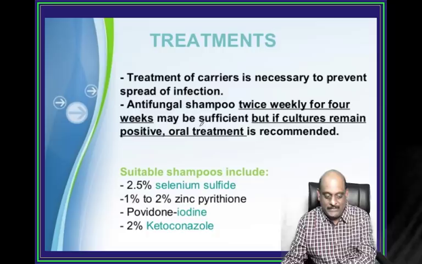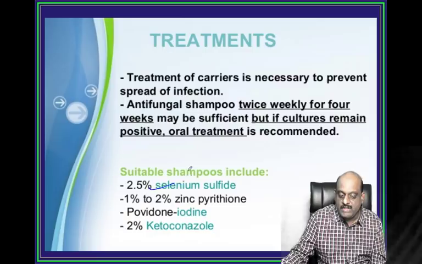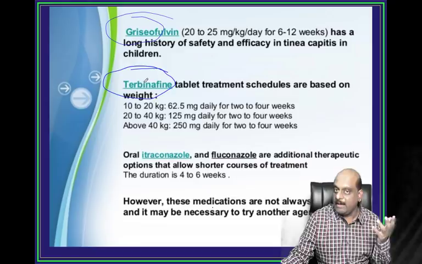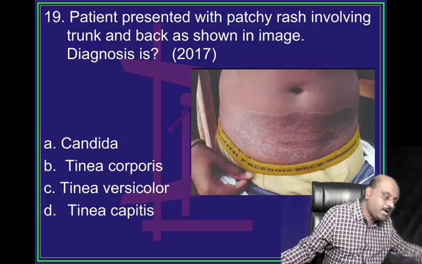So how do you treat, doctor? You can use shampoo containing selenium sulfide, povidone iodine, 2% ketoconazole, zinc pyrithione is what you need to remember. You can also give systemically griseofulvin, terbinafine, oral itraconazole, fluconazole. These are all the options which are available for you.